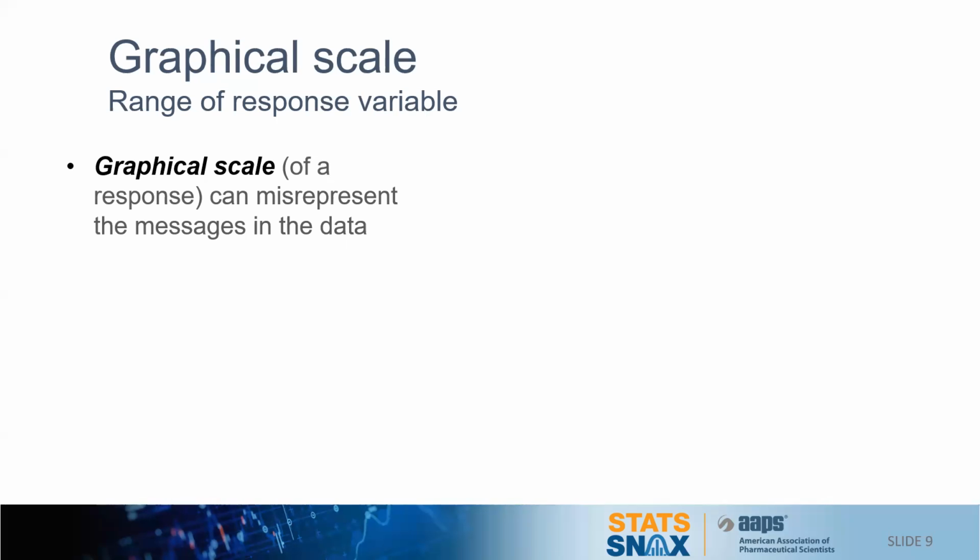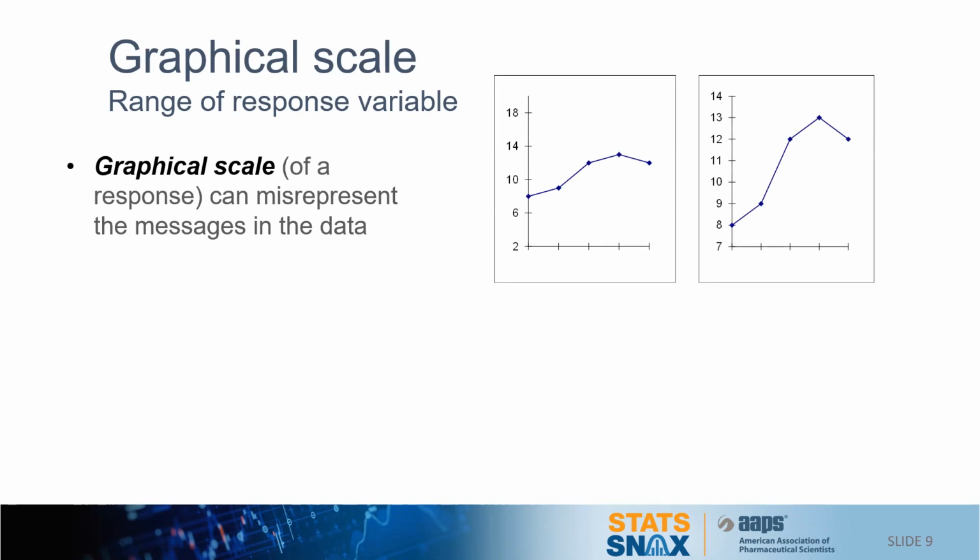Now, one important feature of graphs is graphical scale, and I'm talking here about the graphical scale of the response, or the y-axis. And this can often be used to represent a message in the data. So take two plots, actually of the same data, where the scale has been changed between the two plots. Now, I might ask the question, which would you pick to show sales over time? And again, if you were the salesman, I would postulate that you would choose the right one, which seems to show a more significant change in sales than the left panel.